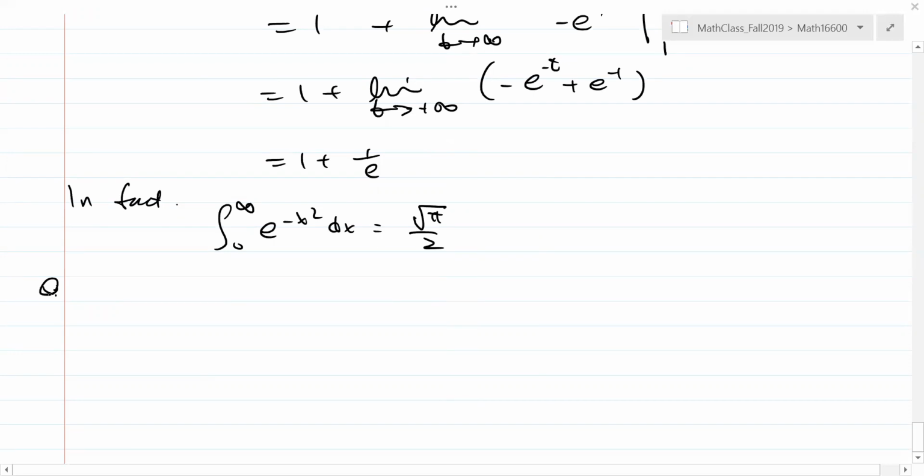All right, let's take a look at the next problem. This is the integral from 1 to infinity of (1 plus sine squared x) over x squared dx. Can you tell me whether this is divergent or convergent? You're not able to evaluate this integral.